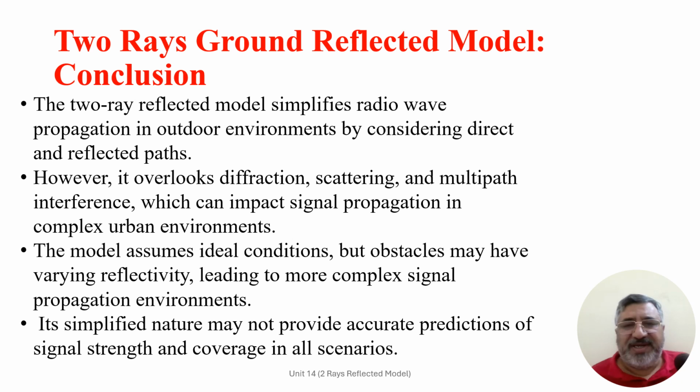However, in ground reality, obstacles may have varying degrees of reflectivity, and our Earth is not very good at reflection, so absorption also takes place, leading to a more complex signal propagation environment. All of these effects limit the accuracy of this model due to its simplified nature. The two-ray model may not provide accurate predictions of signal strength and coverage in all scenarios. Real-world propagation models that consider a broader range of factors are usually required for more precise analysis and design of wireless communication systems.